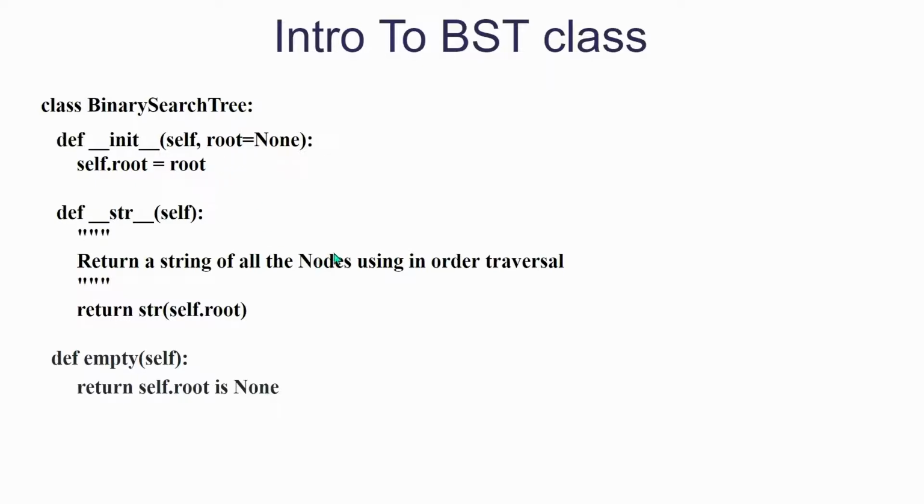And we need to be able to print out the data from the class. As a first investigation into the tree, we define a function called empty. This function will return None if we have an empty tree.